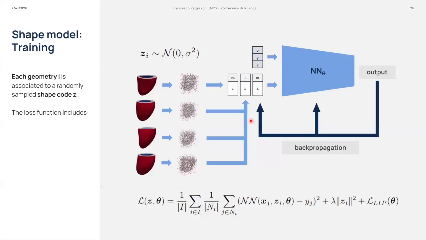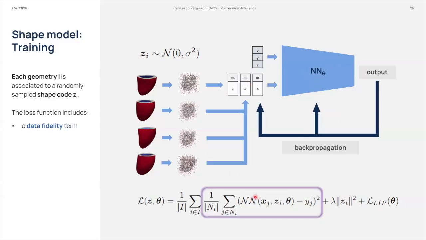So how do we perform training? We take all the geometries, and we sample randomly in the Euclidean space, in a more fine way close to the surfaces of the geometry in order to have a more accurate representation. Then we randomly sample shape codes associated with all the geometries, and then we train the shape model by backpropagating simultaneously to the parameters of the neural network and also to the shape codes.